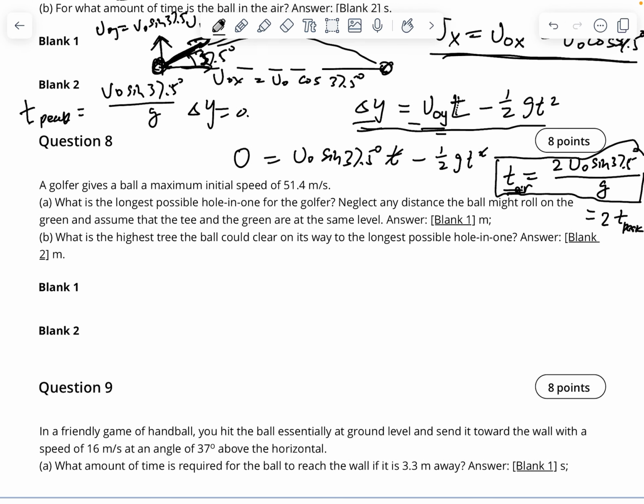Number 8. A golfer gives the ball a maximum initial speed of this. So this is the maximum initial speed, v naught.